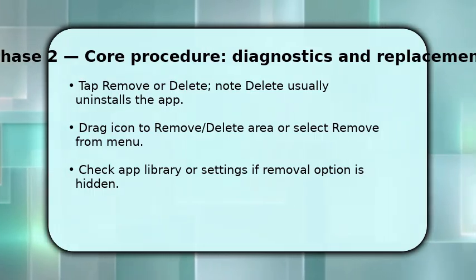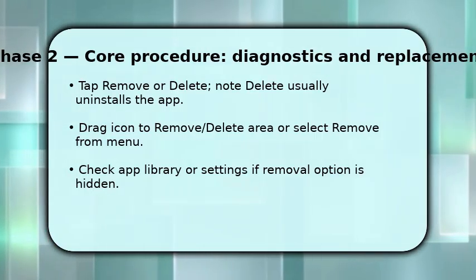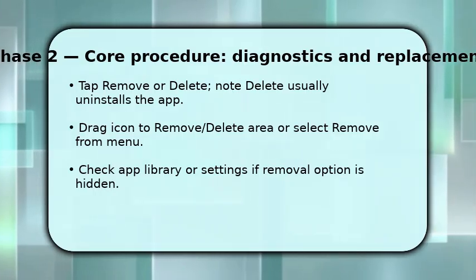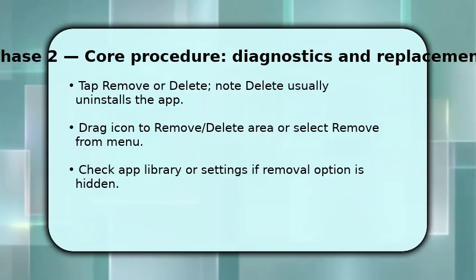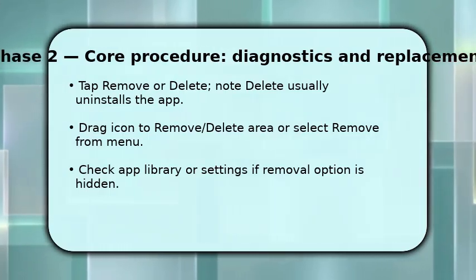If you chose Remove from Home, the app stays installed but disappears from the screen. If you chose Delete, the system uninstalls it, reclaiming storage. Once done, release the icon and confirm any prompts.